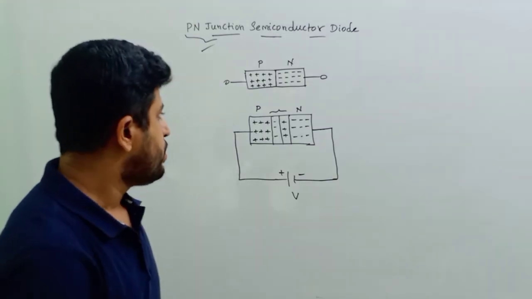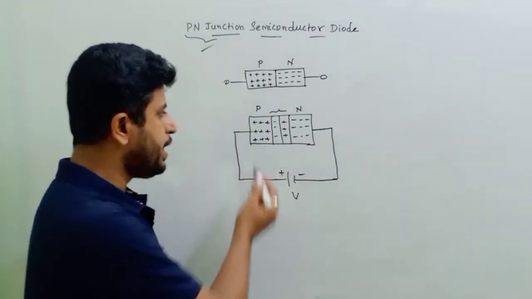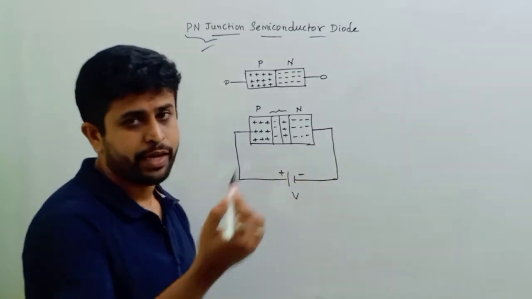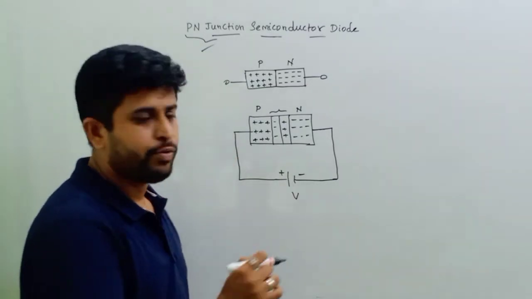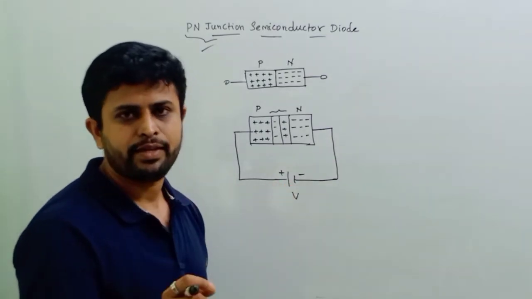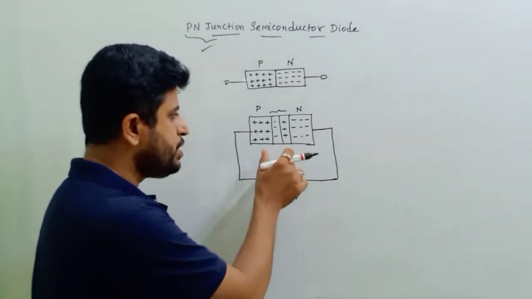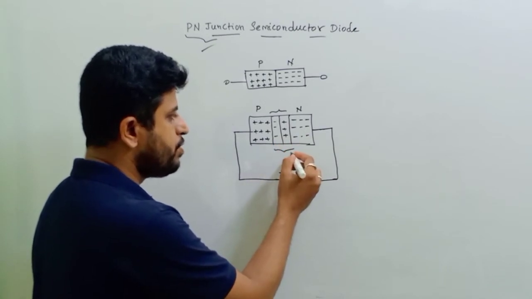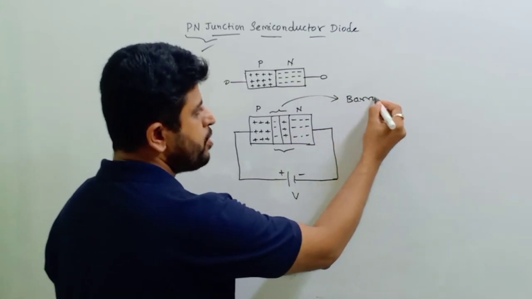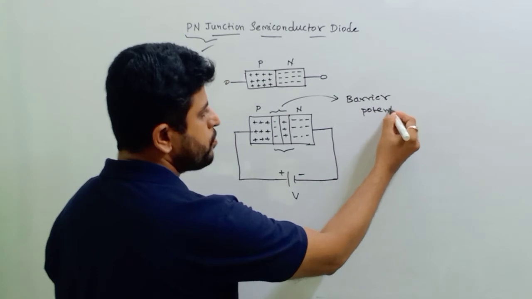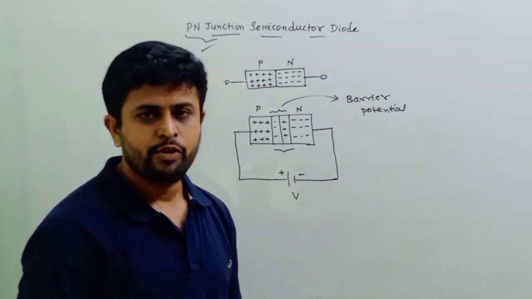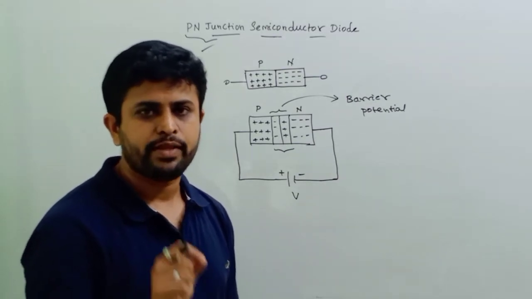Now these charges from P get repelled because of this positive terminal, and the charges in N get repelled because of the negative terminal. So they don't start diffusing from P to N until the supply voltage is greater than the barrier potential which is developed in this depletion region. Okay, so inside this depletion region we have some barrier potential. That barrier potential is due to the internal electric field which is developed while forming that depletion region.